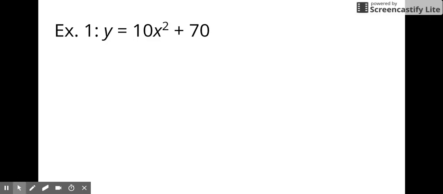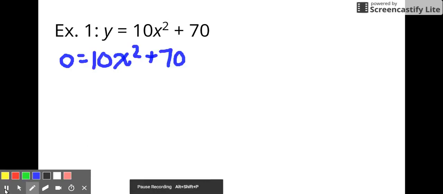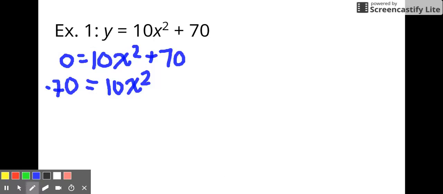The reason why we can use the square root method is because there's no linear term. So you can either subtract 10x squared from both sides, or you can subtract 70 from both sides. It really doesn't matter. You're going to get the same answer either way. So let's just subtract 70 from both sides for this problem. Now we need to get x squared alone, and we can do this by dividing both sides by 10, which is going to leave us with negative 7 equals x squared.